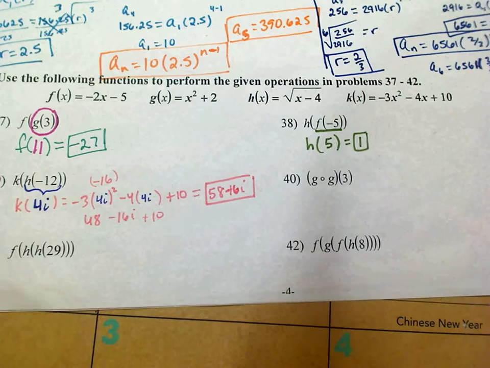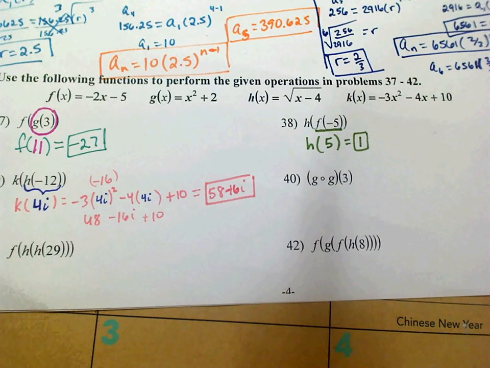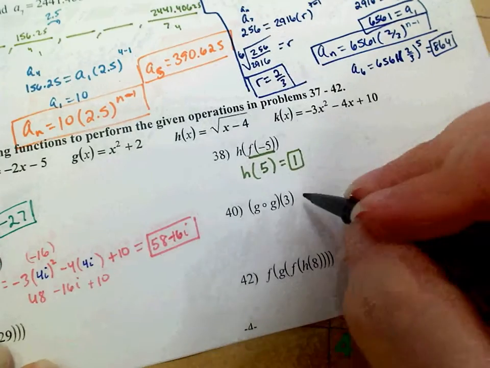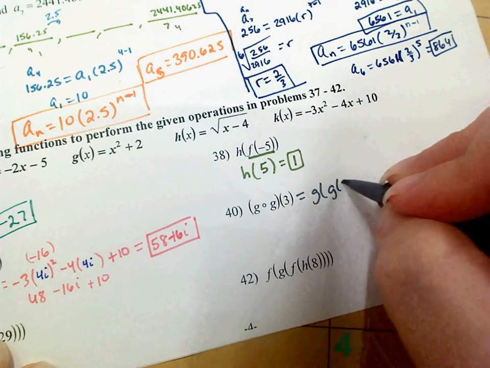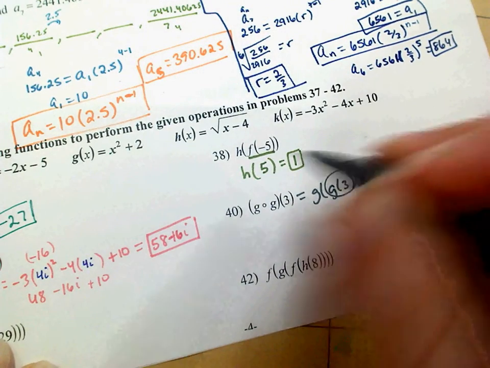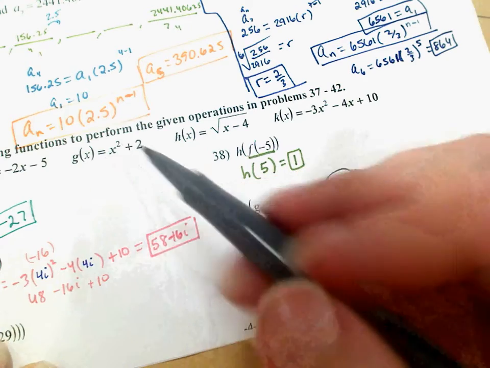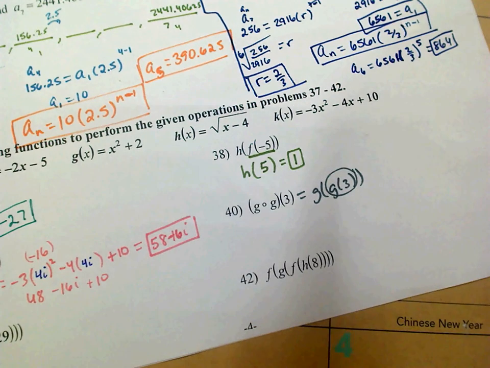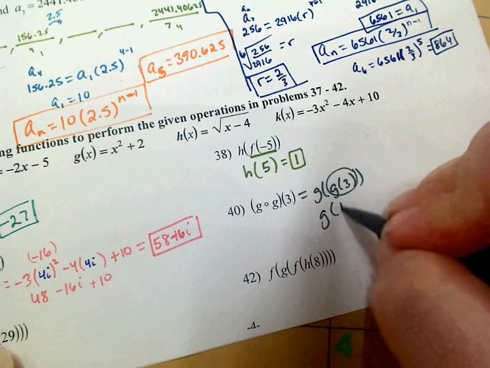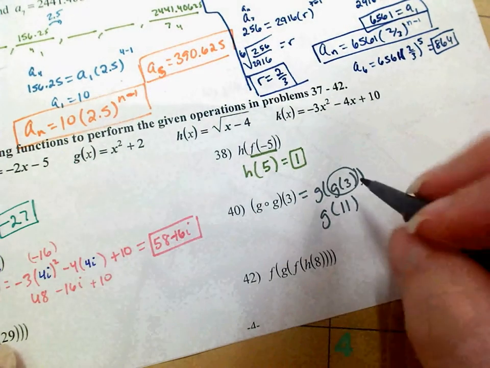On this one, this is actually g of g of 3. So I need to find g of 3 first. So 3 squared is, well, we already found that, it's 11. So then I need to find g at 11. So 11 squared is 121, plus 2 is 123. And so there you go.